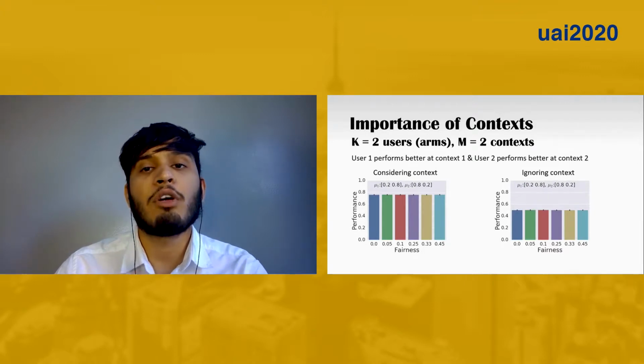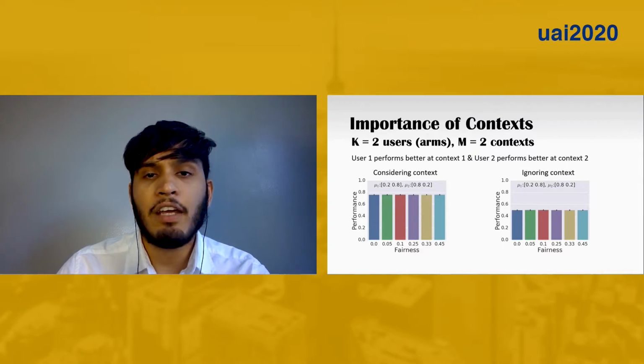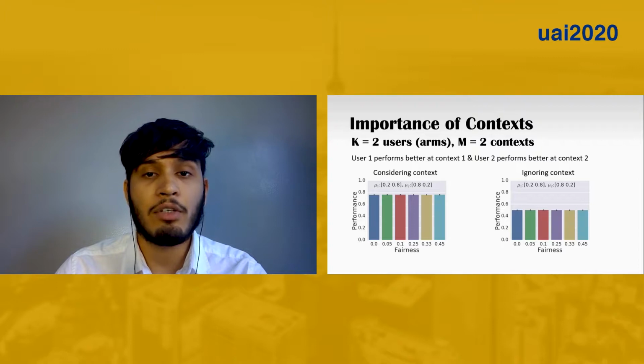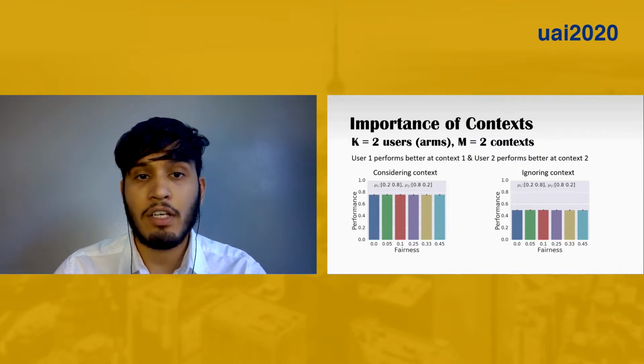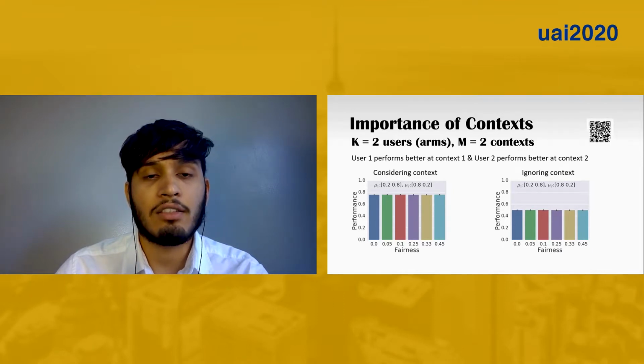Finally, we look at the importance of considering context while enforcing a fairness constraint. When we have users that perform better at different contexts, we already saw that the performance of our fair CB algorithm, which considers context, does not reduce as fairness is increased. However, if we ignore the context, then the algorithm would not be able to determine which user to pick for which context, and thus the performance would be the average of the two users. You can refer to our main paper for analysis of more simulations for different configurations of users, contexts, and losses.